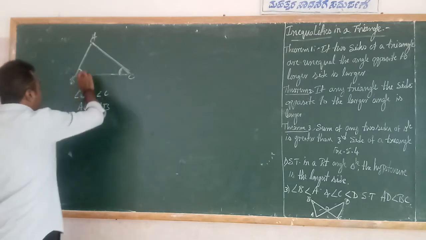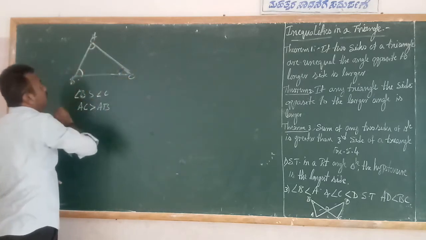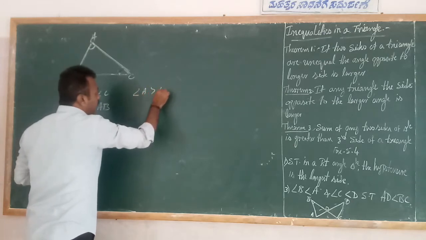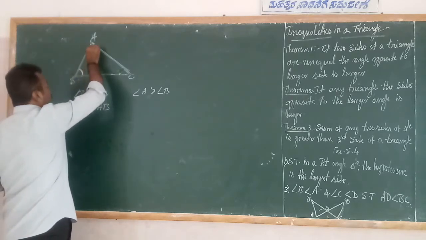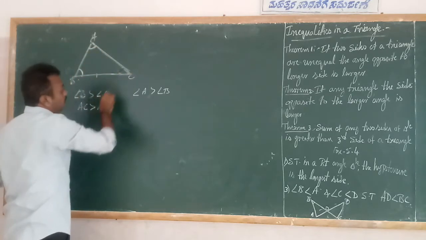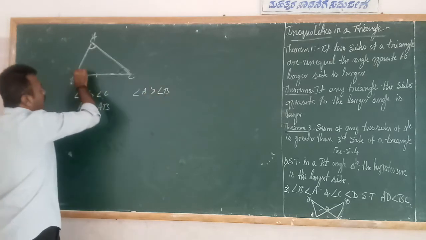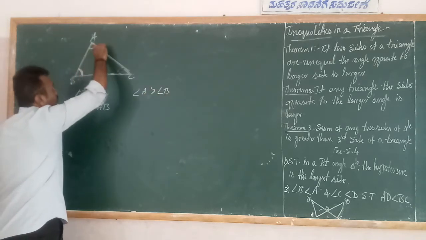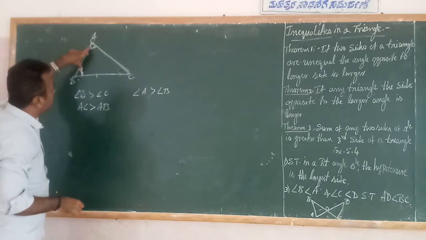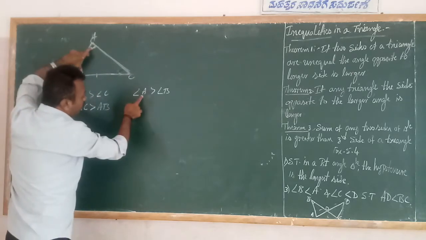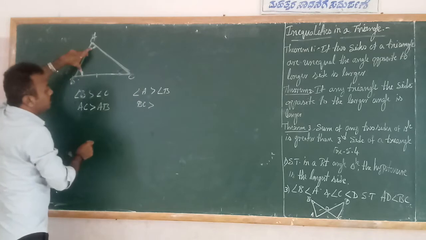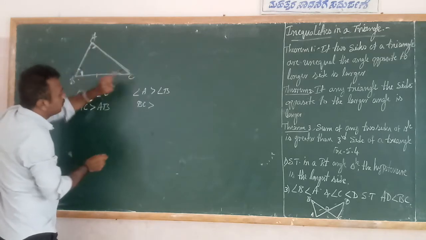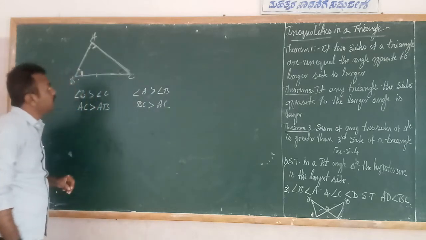Understand, students? Otherwise, you have to consider this one and this one. Suppose angle A is greater than angle B. So, what is the opposite side of angle A? Angle A's opposite side is BC. Correct? And the opposite side of angle B is AC. So, which angle is greater? Angle A is greater than angle B. So, the opposite side of angle A is BC. Therefore, BC is greater than AC, the opposite side of angle B.